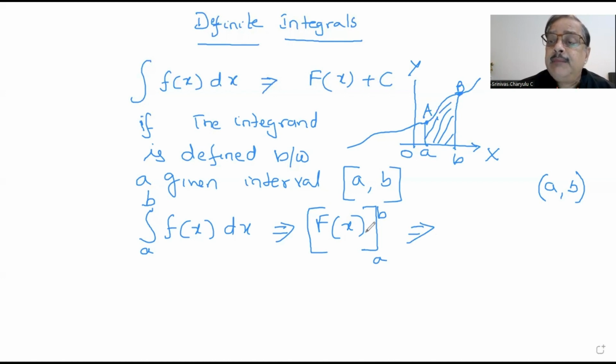According to the fundamental theorem of calculus, first we have to put the b in the place of x. F of b, minus sign, we have to put f of a. So this is called the value of the definite integral. So f of b and f of a are the values of this function at a and b.